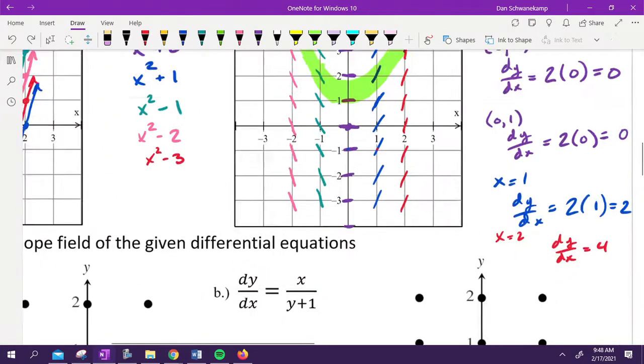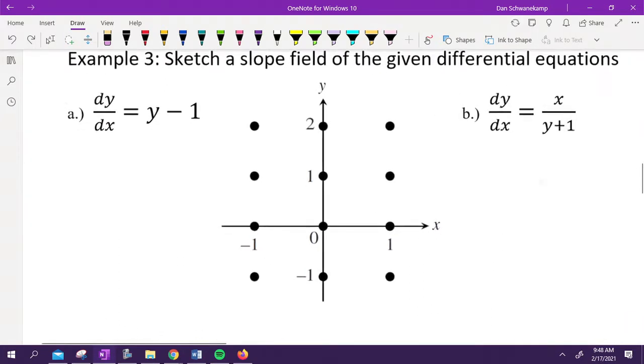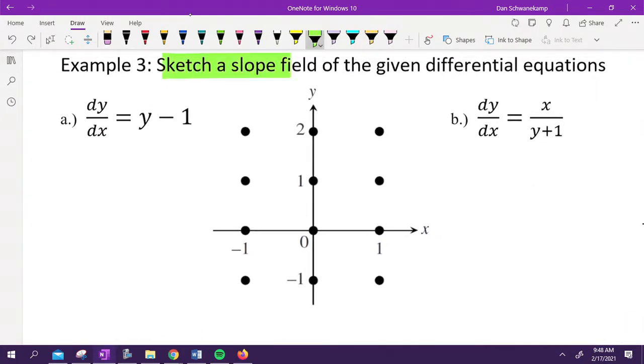Everybody good so far? Let's go down to letter A. We're sketching a slope field for the given differential equation. This is on the AP exam. It will be in the free response portion. It'll be worth 2 points. It is the easiest 2 points you can do. All you got to do is graph some slopes.